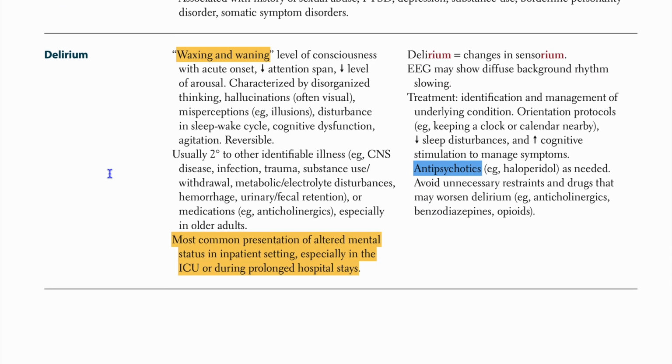Delirium. Delirium is a waxing and waning level of consciousness with acute onset, decreased attention span, and decreased level of arousal, characterized by disorganized thinking, hallucinations, often visual, misperceptions, for example illusions, disturbance in sleep-wake cycle, cognitive dysfunction, agitation, and it's reversible. It's reversible, okay.